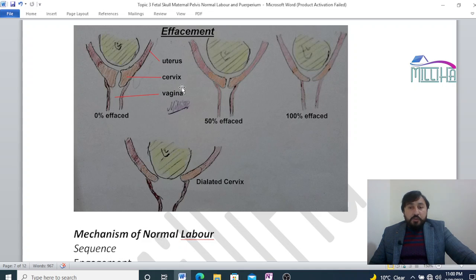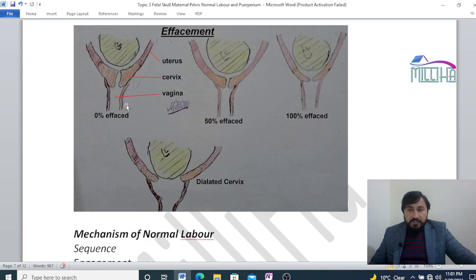Effacement. I told you effacement is thinning of the cervix. So what is the cervix? This is the cervix. This is the uterus, and you should suppose this is the head of the fetus, of the baby. The more red or pinkish part is the uterus, and the orange part is the cervix.